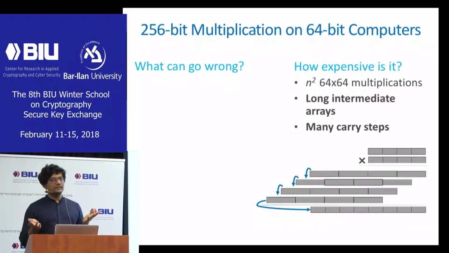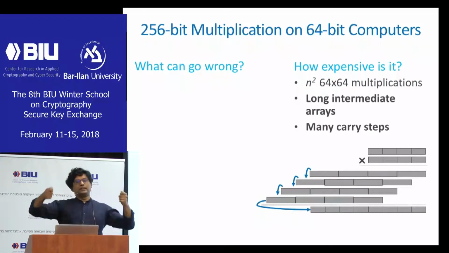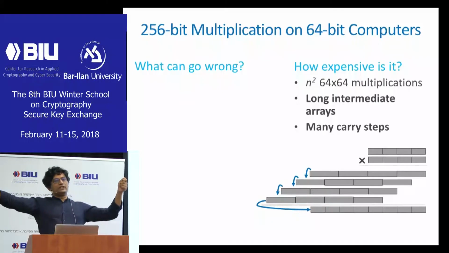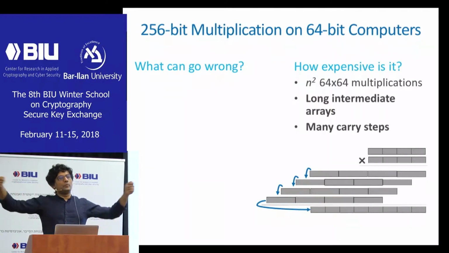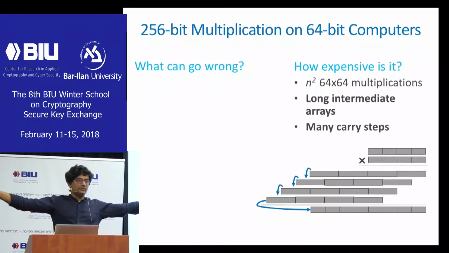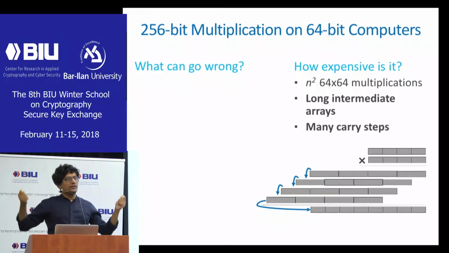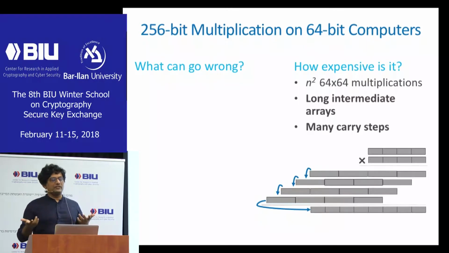So how expensive is it? If you have n 64-bit limbs when you're doing a multiplication, it roughly requires n squared 64 by 64 multiplications. So it depends on how big your number is. For RSA, you might have like 16 or 32 limbs, so it's 32 squared multiplications. For 256 bits, this is about 16 multiplications.